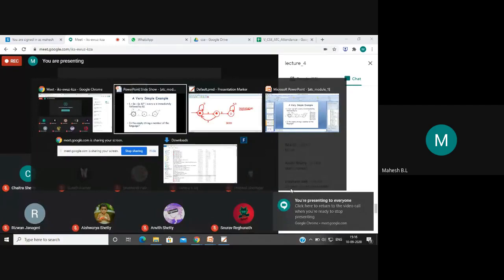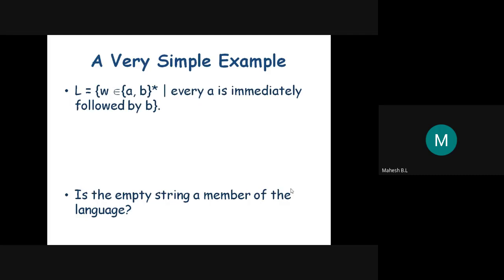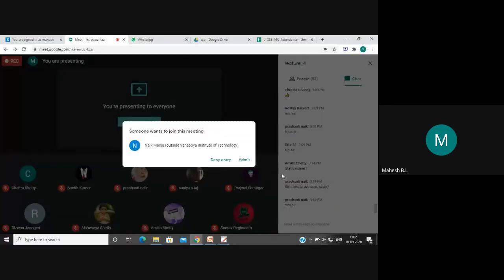Now you try to solve this particular problem. Every A is immediately followed by a B. That is, first give some examples for this.